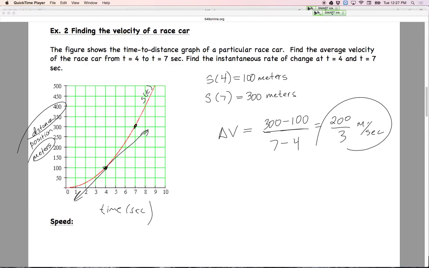Now, what do you need to be able to say with confidence what the velocity is at 4 and the velocity is at 7? How would you figure out the velocity at 4 and at 7 from this graph? How would you find the instantaneous rate of change at 4 and 7? You'd figure out the slope of the tangent line, right? But what's the problem?